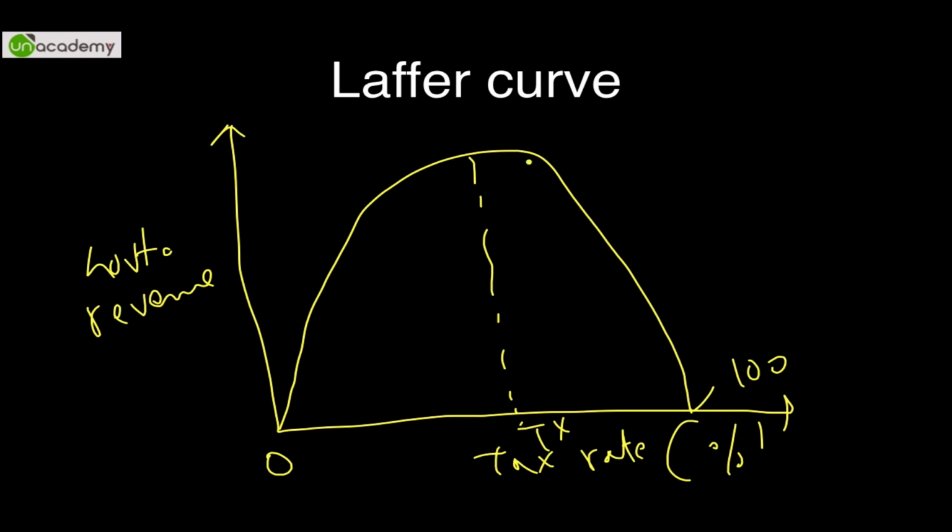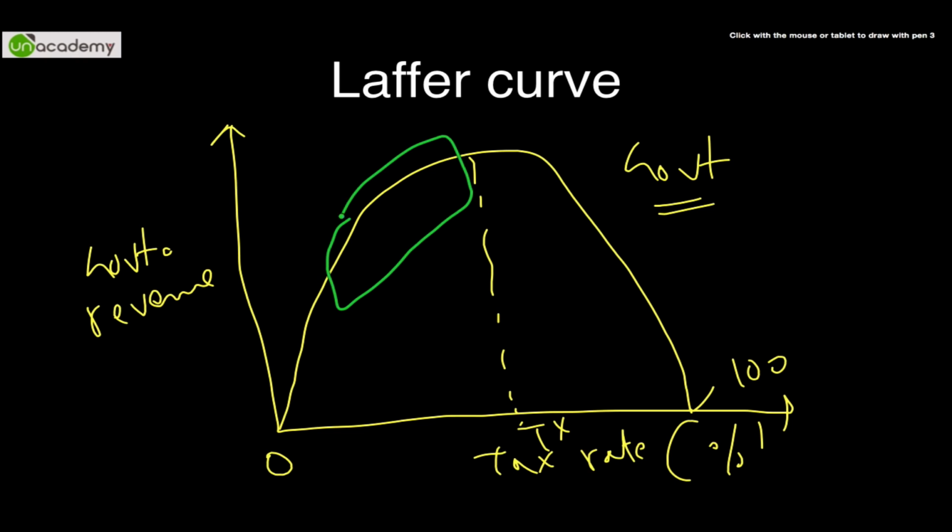So as you can see, after T star, the curve keeps on falling, and the government will get less revenue, and people will also not work. That is why the rate should be somewhere in this particular zone, that is 20 to 50%.